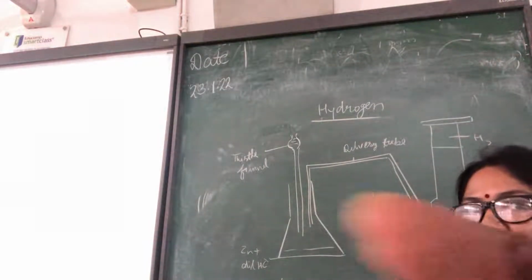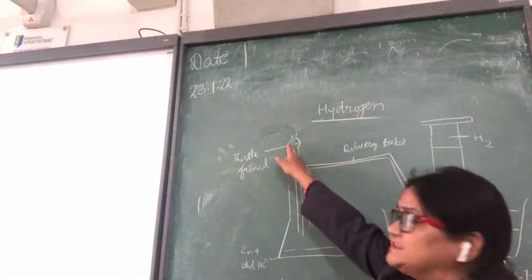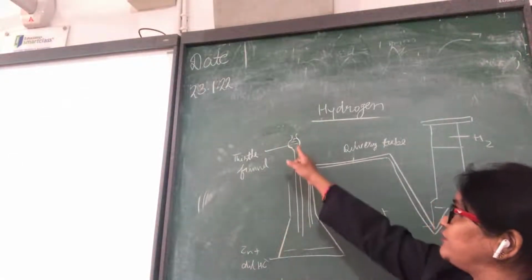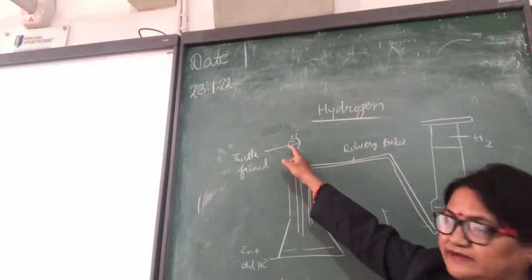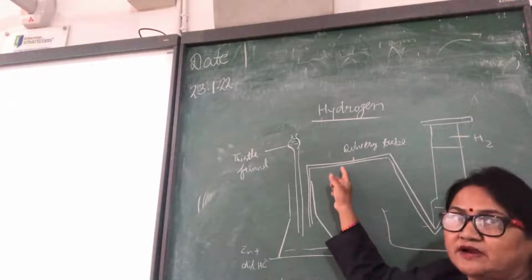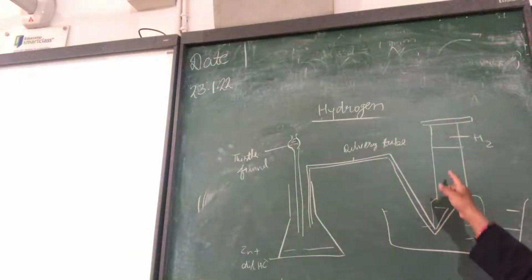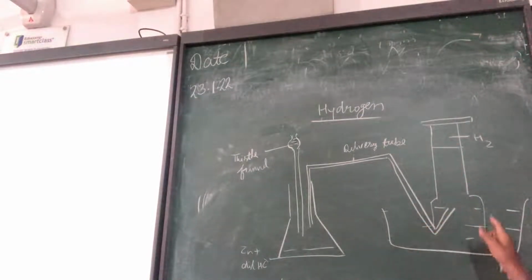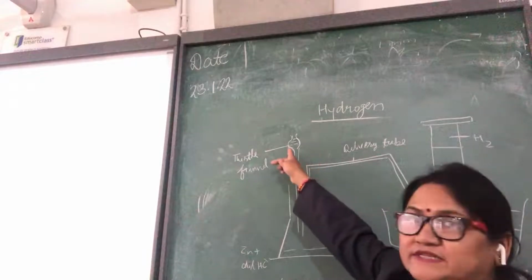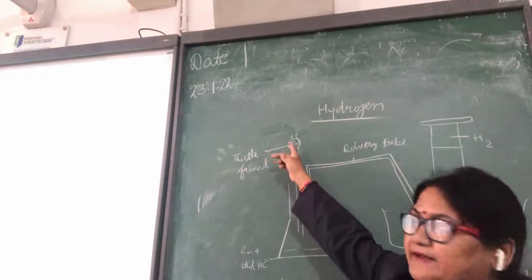As you are seeing in the diagram, this is the thistle funnel, and from here we are pouring the HCl. This one is the conical flask, this is the delivery tube, and this one is the trough which contains the water. So through the thistle funnel we are pouring the dilute HCl.